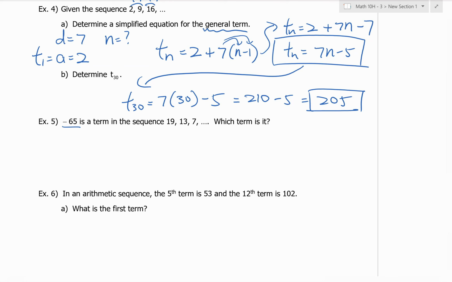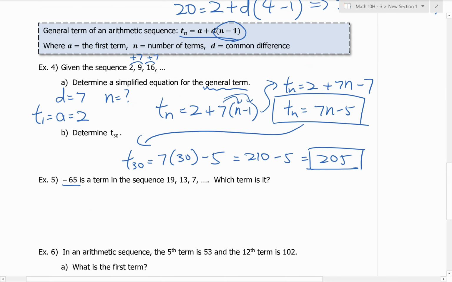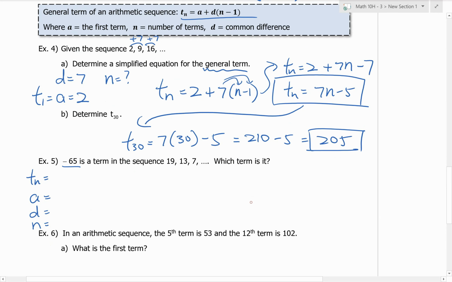When I do these sequence questions, I always list out all the information that I need. So based on this formula, I know I need to know what Tn is, what a is, what d is, and what n is. These are all the variables. So then I just figure out what information I have. Okay, so let's take a look.